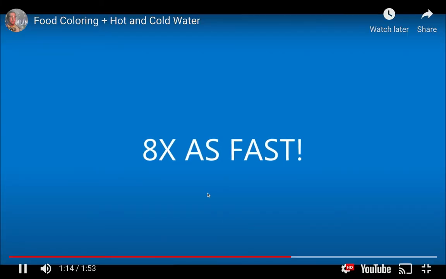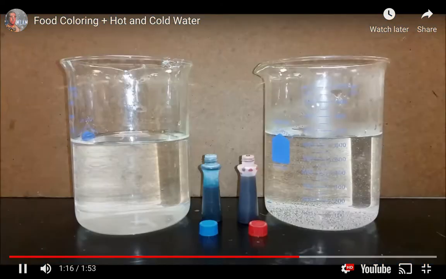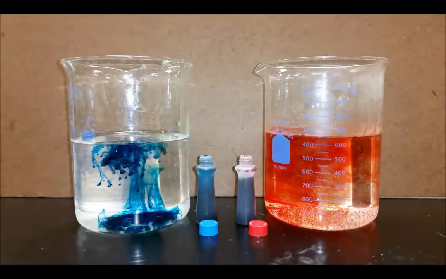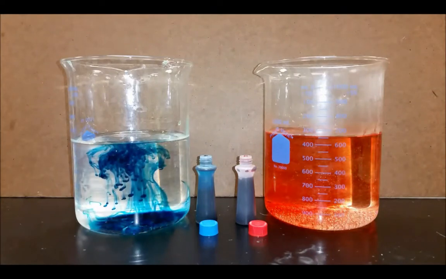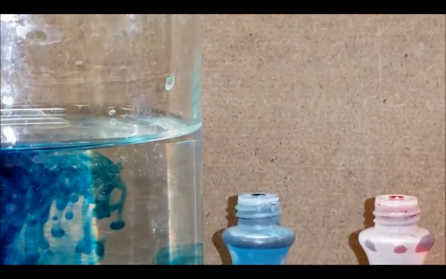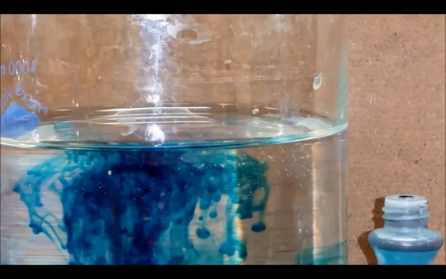And now this part is 8 times as fast. And look what's going on in just seconds. Really quick. Okay? Just look in here. This is the cold water with the blue food coloring.